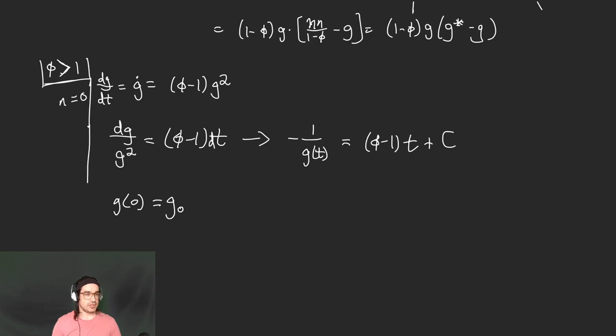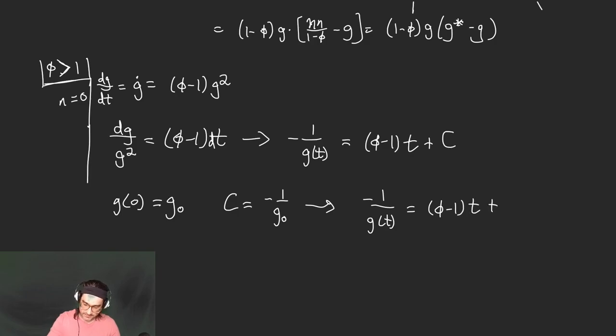So if g of zero is g sub zero, and we evaluate this to find C, then we get minus one over g zero is equal to 0 plus C. So that means that C is equal to minus 1 over g sub 0. Which means that we can plug that in: minus one over g of t equals phi minus one times t, minus 1 over g sub 0. All right, so that's our equation.